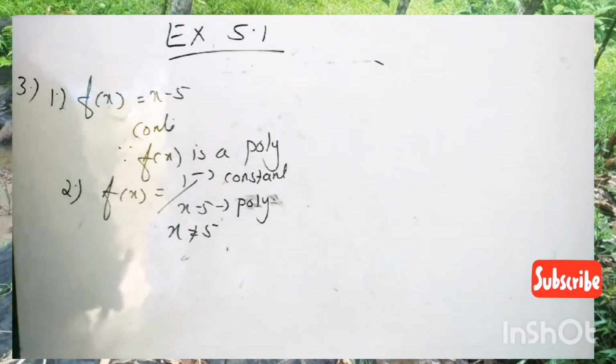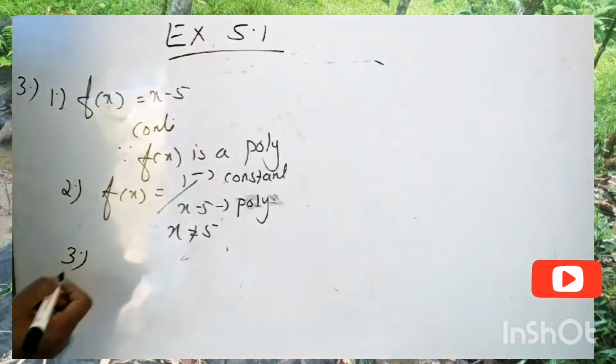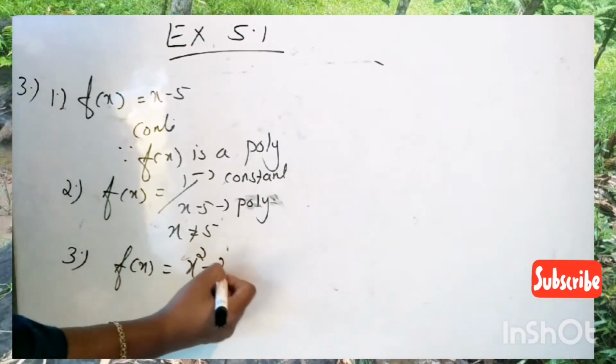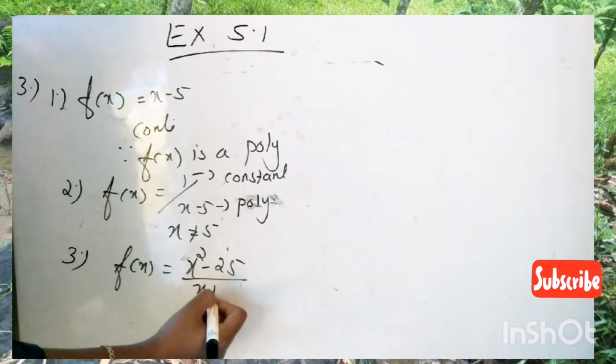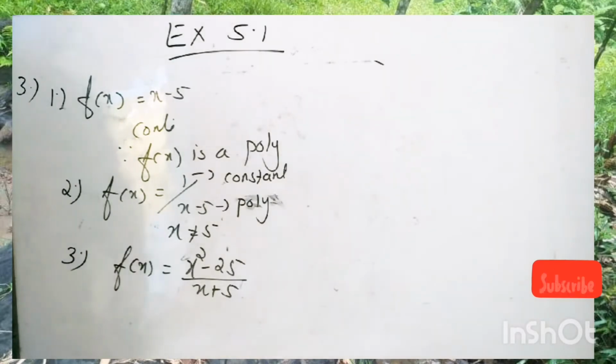Okay, so this function is continuous provided x is not equal to 5. Now the third one is f of x equals x squared minus 25 divided by x plus 5.